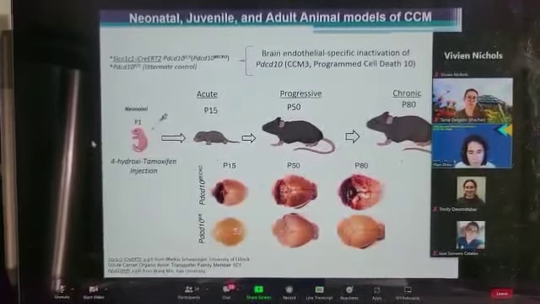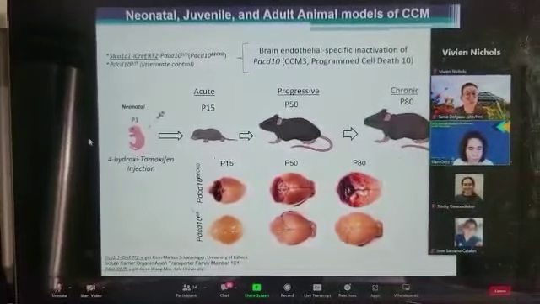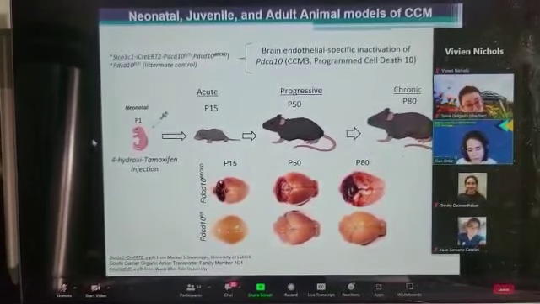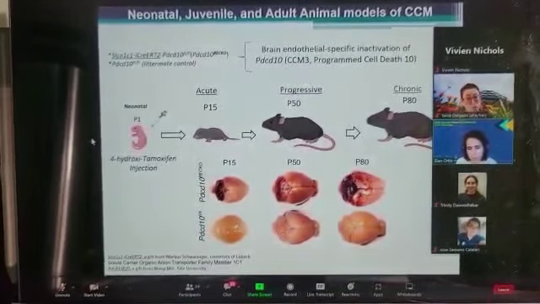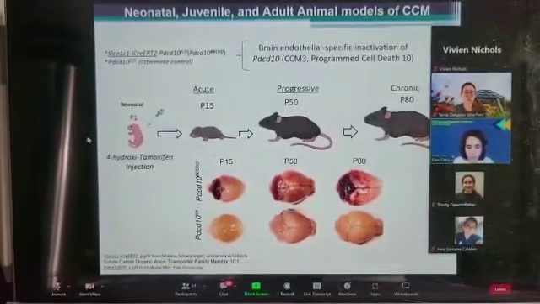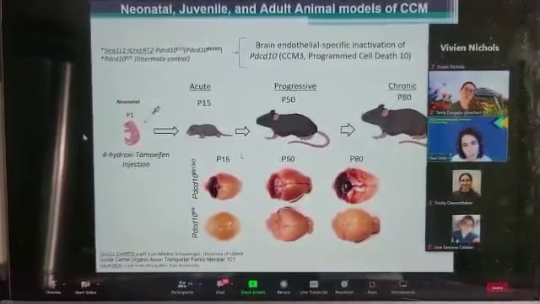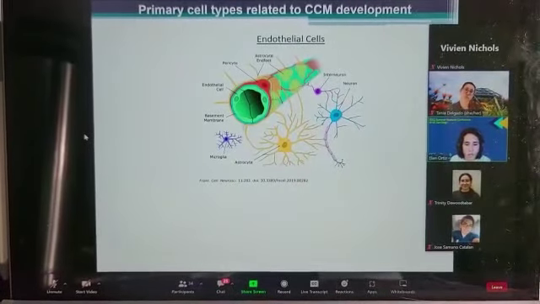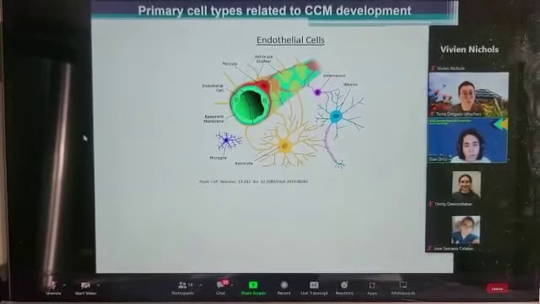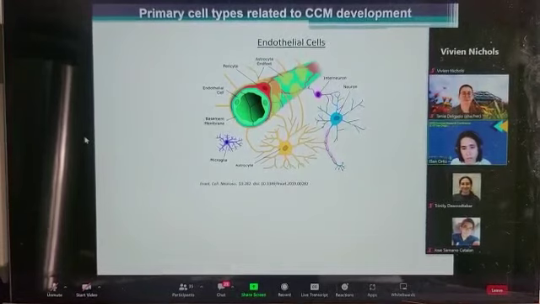And as you can see here, here's the difference between a control mouse of a PDCD10 flox model and a PDCD10 knockout model. The brain here, you can see there's lots of red, lots of lesions, and as it goes on progressively, the disease gets worse. And with the control brain, you can see that it stays relatively the same along their entire lifespan. And at least for the research that I did in the lab, I primarily focused on endothelial cells and astrocytes and their involvement in the disease.